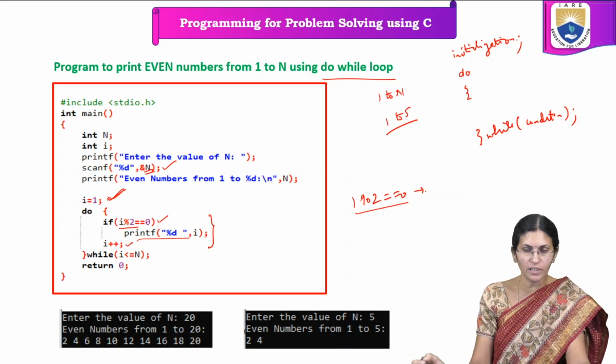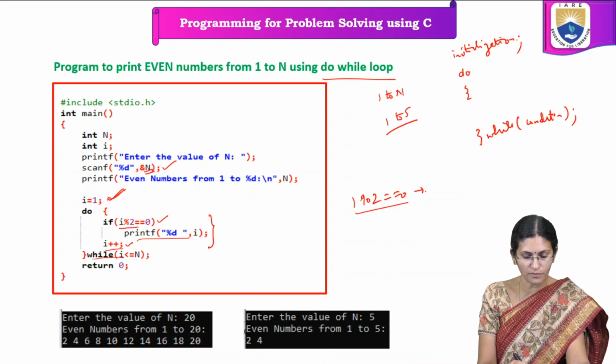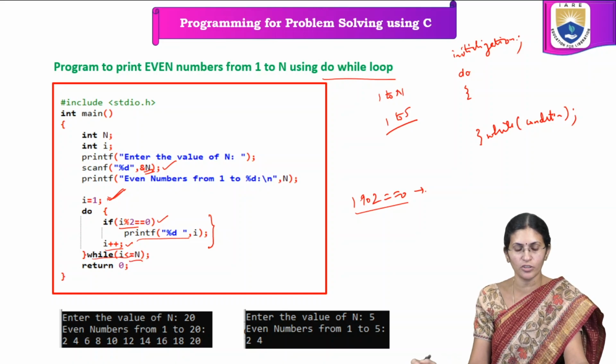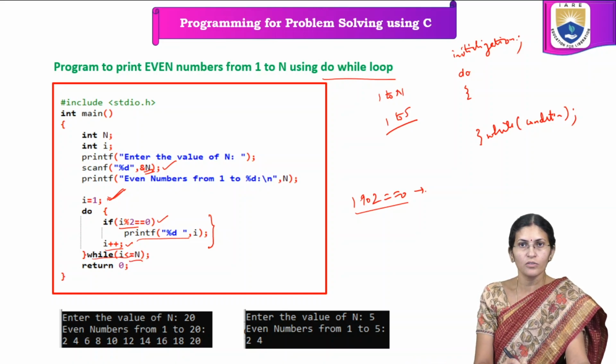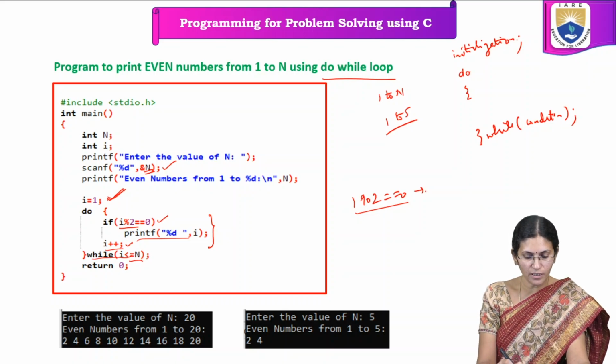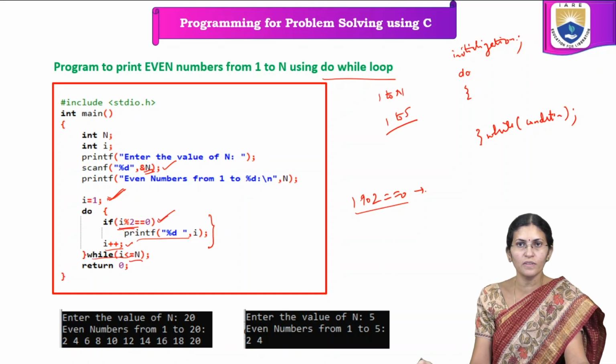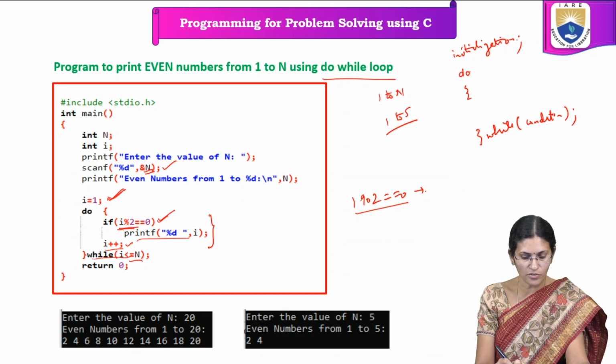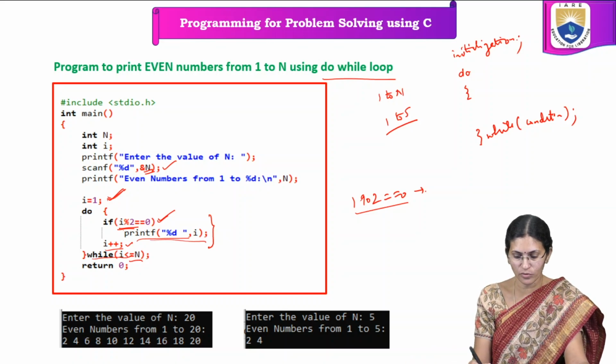Next, the I value will be incremented by 1. Now I is equal to 2. After incrementing the value, it will check this condition, 2 is less than 5. Since we know that 2 is less than 5, it will again go here. So 2 mod 2 is equal to 0. That is true, so the I value will be printed. So we'll get 2 as an even number.